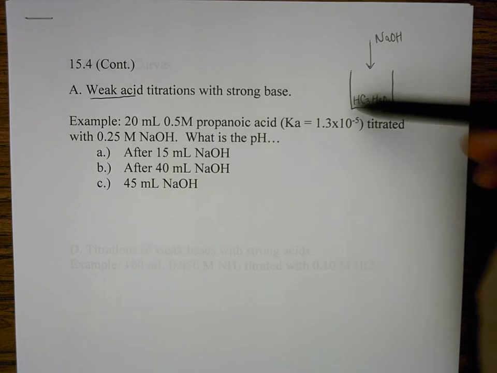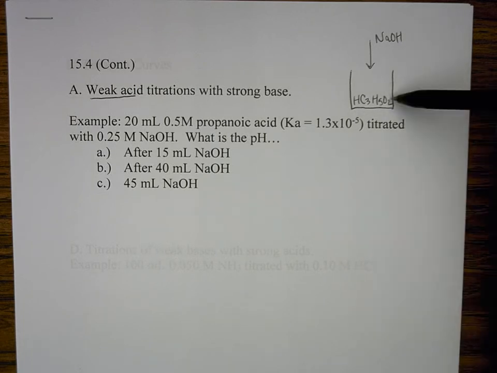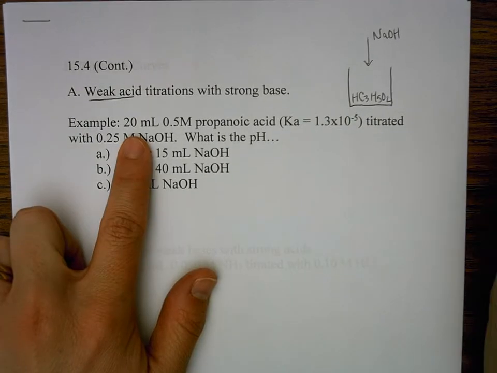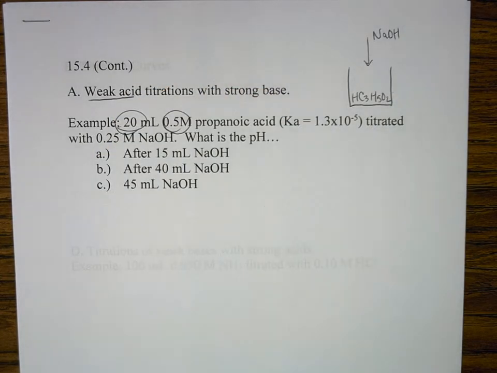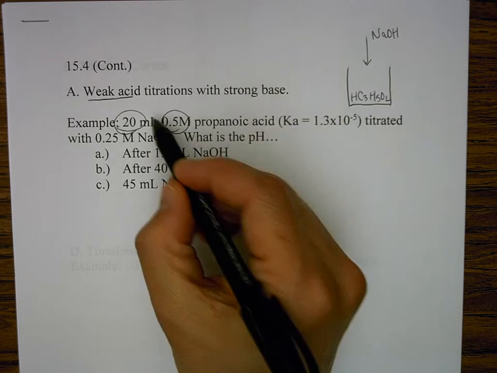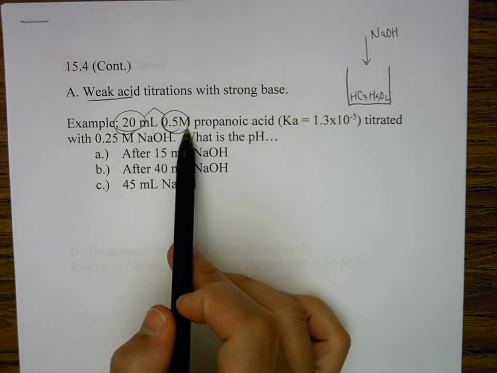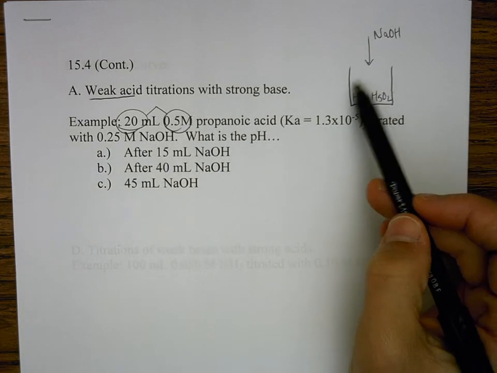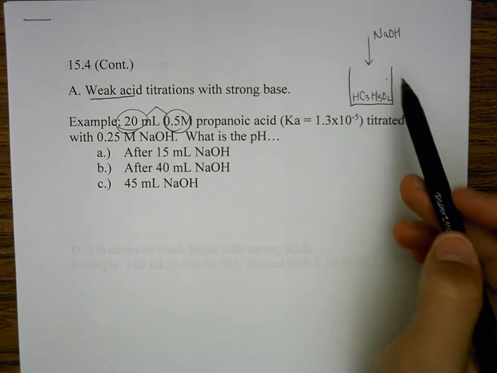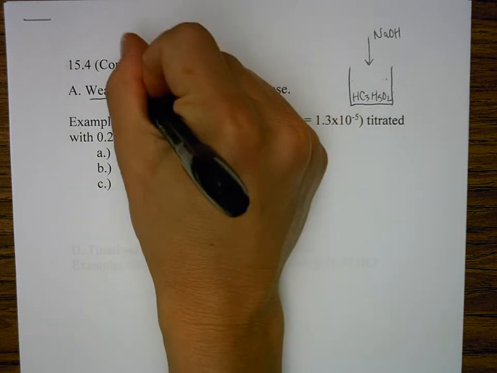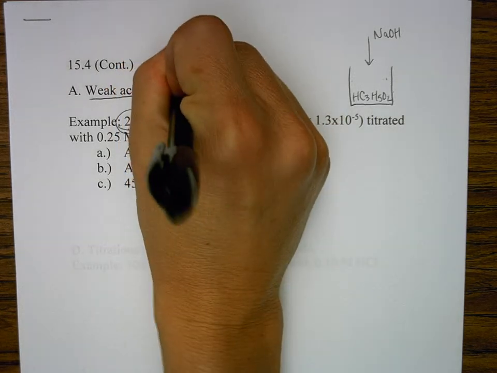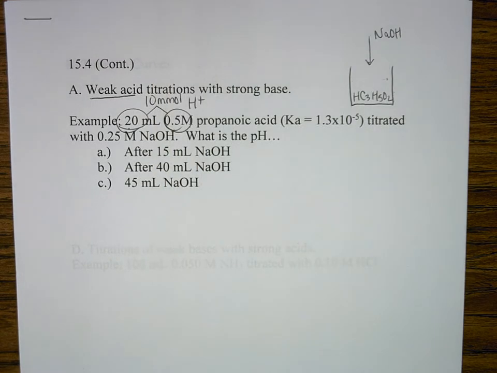In the beaker is the weak thing. So propanoic acid is a weak acid. I've got 20 milliliters of it, and the concentration is 0.5 molar. Right away, when I'm going through these titration problems, I want to look at the millimoles of the hydrogen ions that I have in the weak acid. If I take 20 milliliters and multiply it by 0.5, 20 times 0.5 is 10. That's millimoles of hydrogen ions, because I'm going to need that in order to figure out the problem.